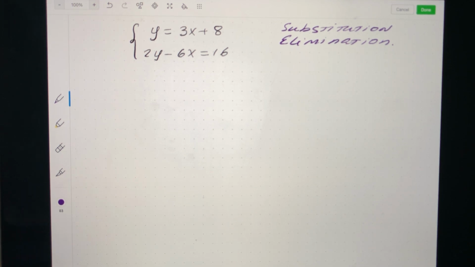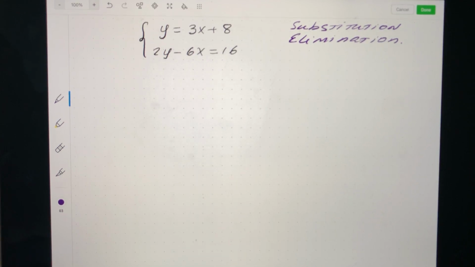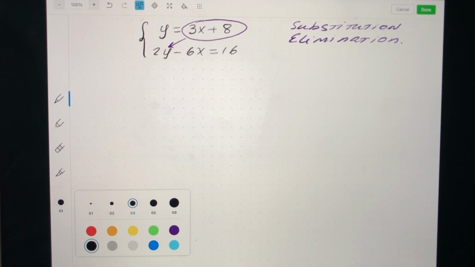Substitution means that we will solve one of our equations for either x or y and use that information in the second equation. Now the first equation already happens to be solved for the y, so if this is y always, then this is always going to be y. So let us substitute, as the name suggests.